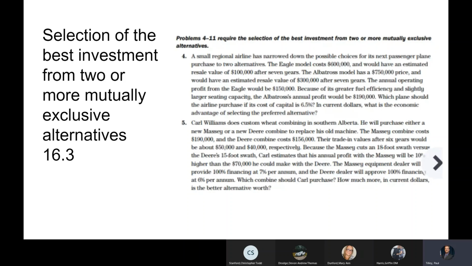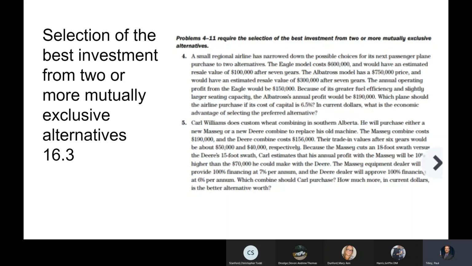The annual operating profit, which is the revenue or the inflow side, would be $150,000 for the Eagle. Because of the greater fuel efficiency and size of the Albatross, the net profit on that one is going to be $190,000. So we're going to get $150,000 a year for 7 years versus $190,000 a year for 7 years. So we'll be able to calculate the net present value of that stream for both of those airplanes.